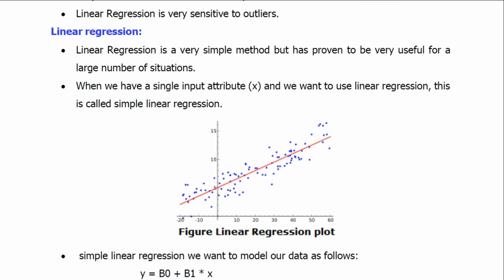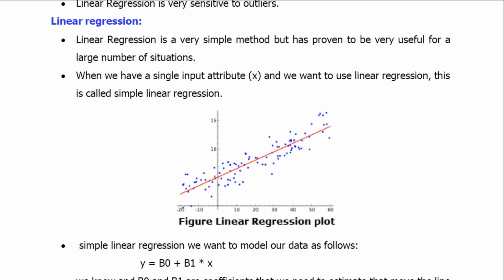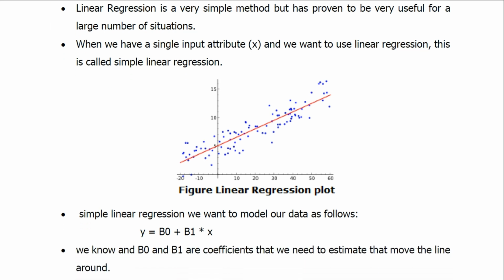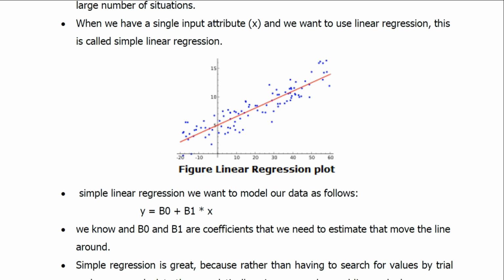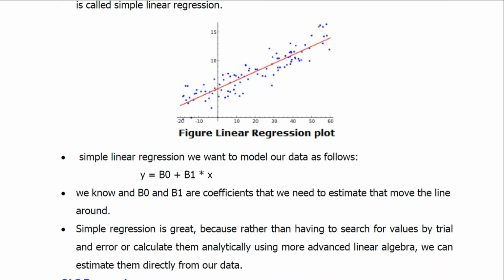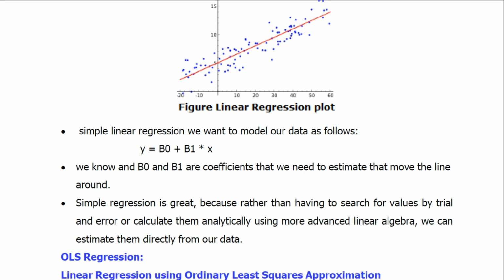Linear regression. Linear regression is a very simple method but has proven to be very useful for a large number of situations. When we have a single input attribute, x, and we want to use linear regression, this is called simple linear regression. In simple linear regression, we want to model our data as follows: Y equals b0 plus b1 multiply x. Here b0 and b1 are coefficients that we need to estimate, which move the line around.